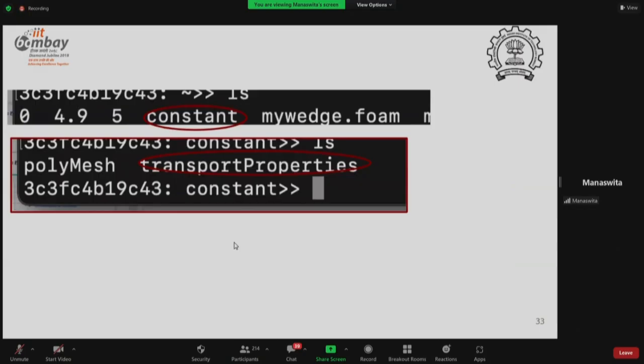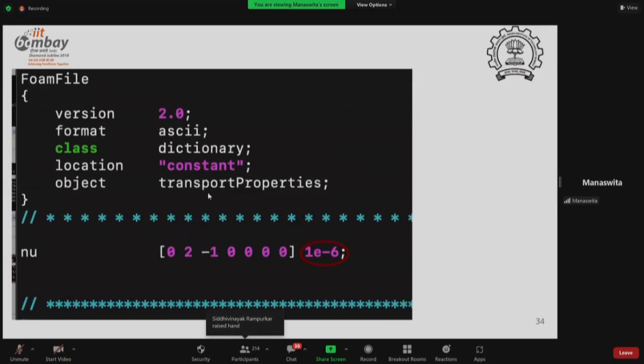After the mesh, in the constant directory, we have the transport properties. In transport properties, we have to define only nu. Here we have to keep in mind that in OpenFOAM we define only kinematic viscosity, that is mu by rho. What is the dimension, if we use SI? Meter square per second.